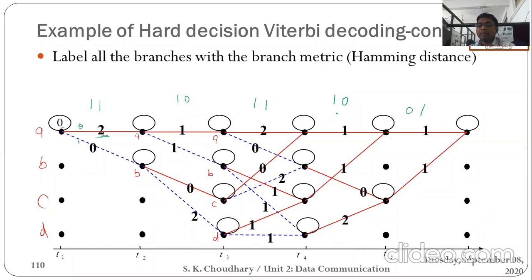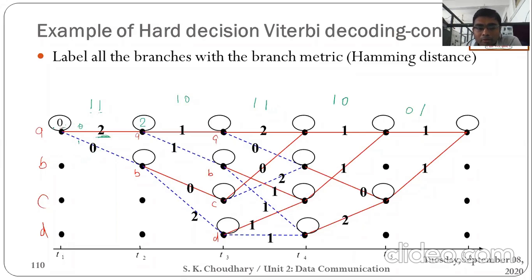Just remember this, as it would be easier for determining the metric of every step. Now you are at the 0 0 state, so you start the process. The value of this state is 0. When you receive the input 0, you get output 0 0. Compare this 0 0 with this 1 1. The Hamming distance is 2. That's why you add 0 plus 2, so you get a 2.